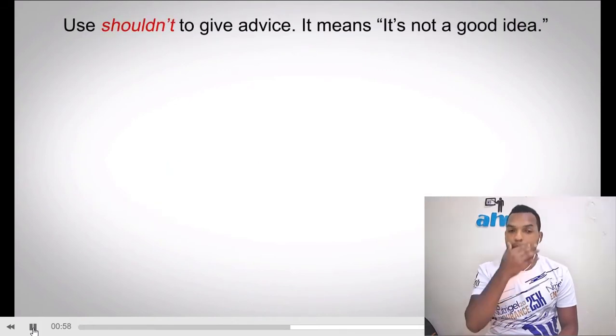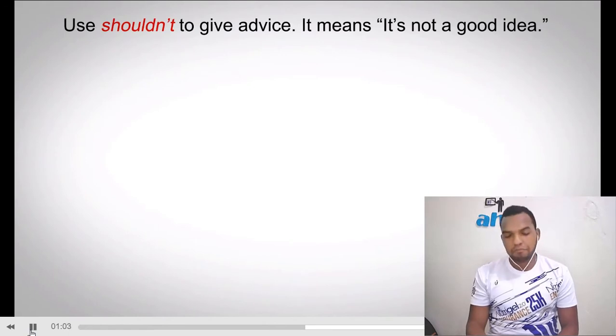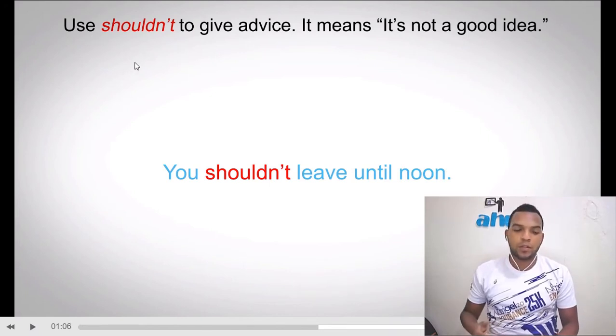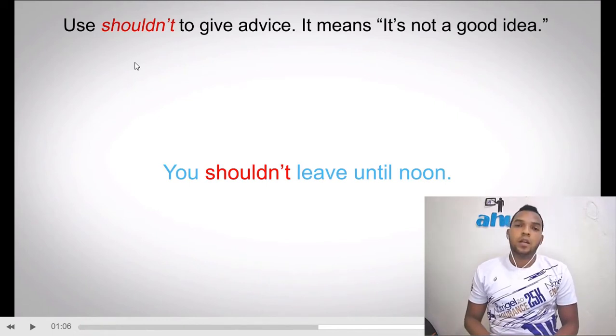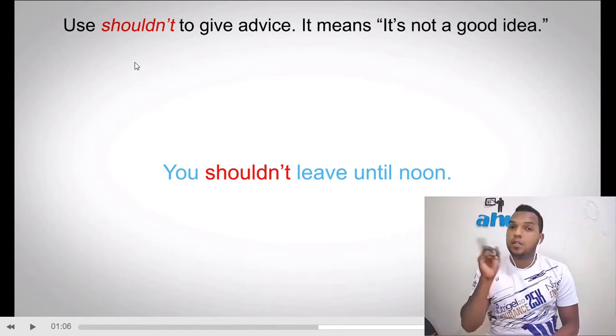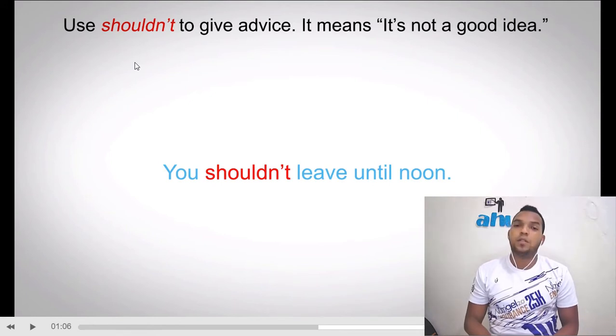Use shouldn't to give advice. It means it's not a good idea. You shouldn't leave until noon. Exactly. So, as you see, you use shouldn't to give advice. When you want to give those kinds of advice, you can use it, right? Remember, we're talking about the negative, and it means that it is not a good idea. Like, you shouldn't leave until noon.